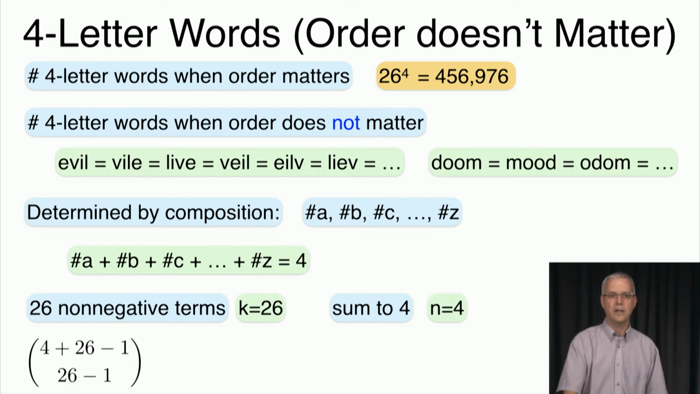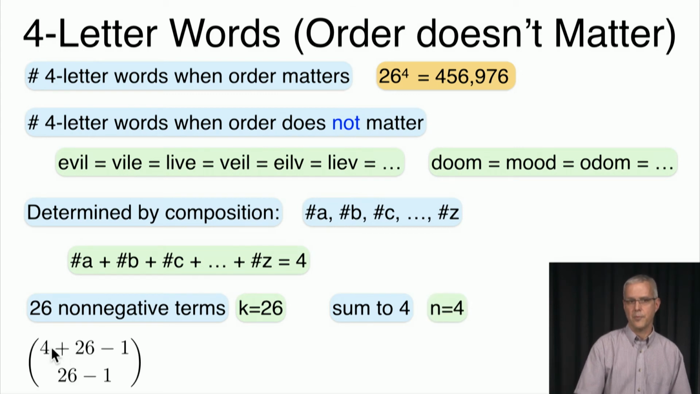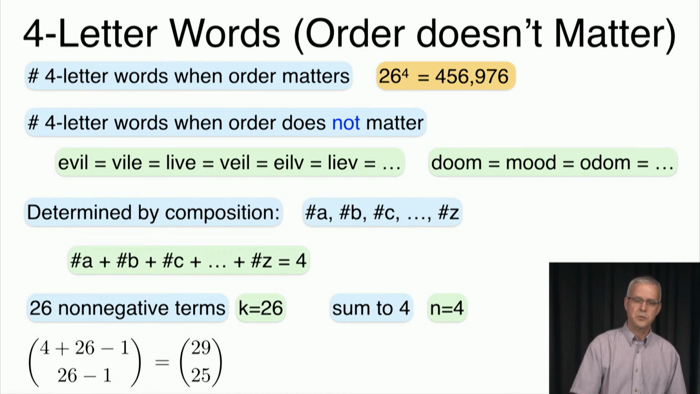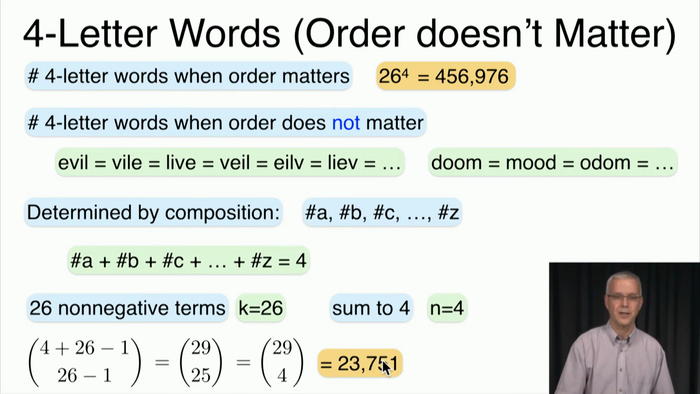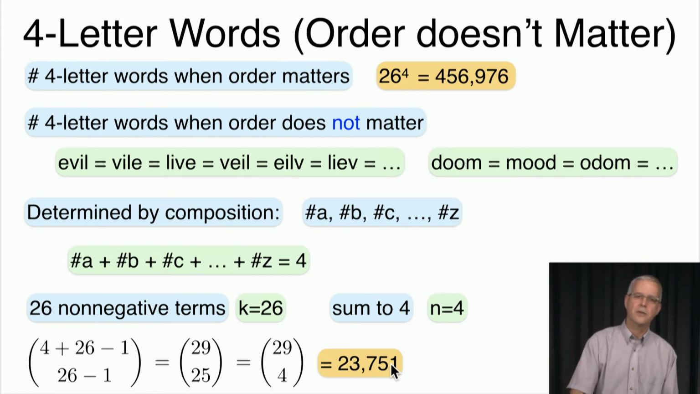And that number, as we know, is n plus k minus 1, so 4 plus 26 minus 1, choose k minus 1, choose 25. So it's 29 choose 25, or 29 choose 4, and that's not so difficult to calculate. It's roughly 23,700, exactly 23,751. Okay, and one thing that you may wonder is whether it makes sense that this number is that much smaller than the number of words when the order matters.